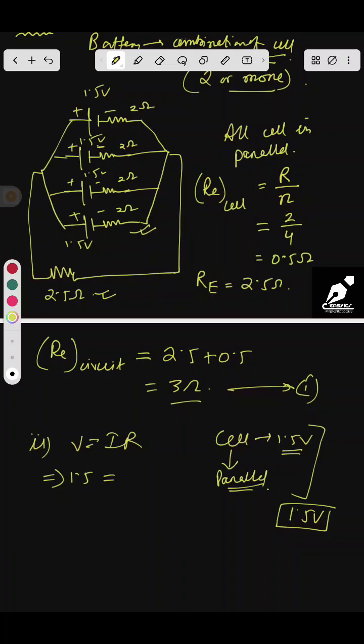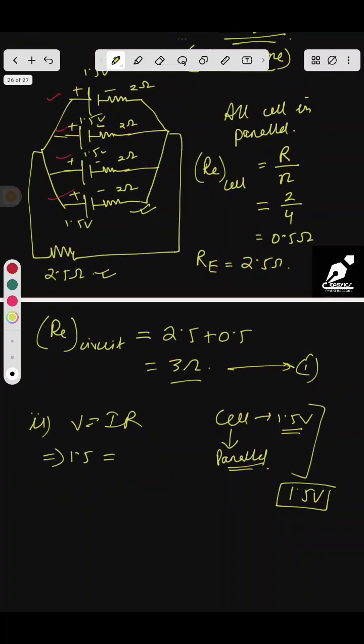So we are writing 1.5 volt as the potential of the circuit. Is this clear? All the batteries are in parallel. If all the batteries are in parallel, then in the combination, the potential remains the same. In case of series, the battery potentials would add up in the same polarity or subtract in reverse polarity.